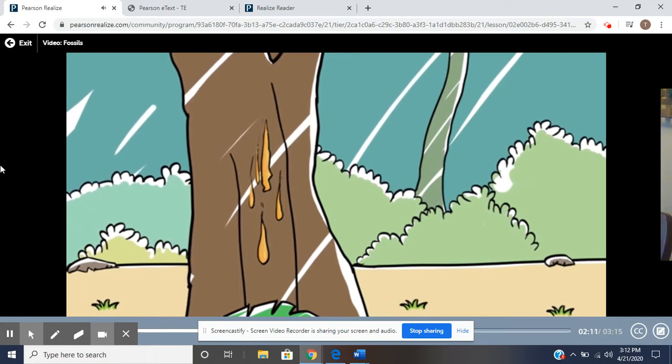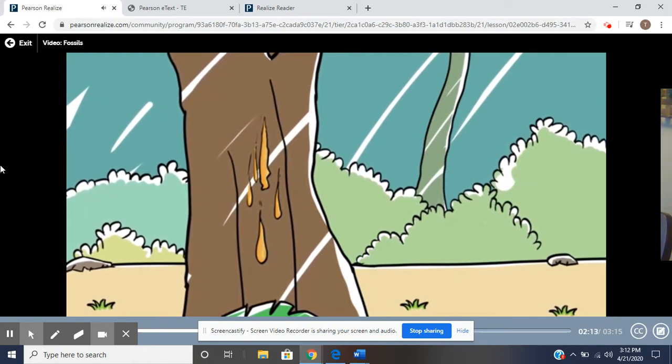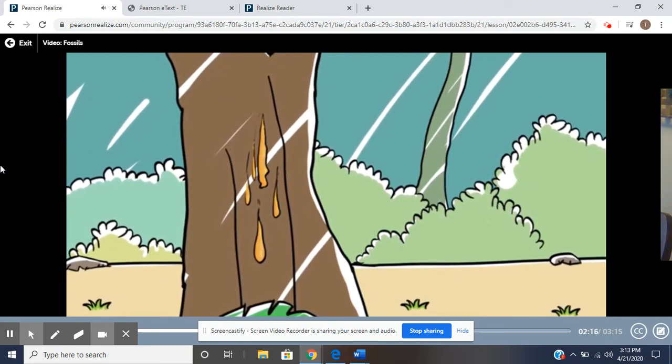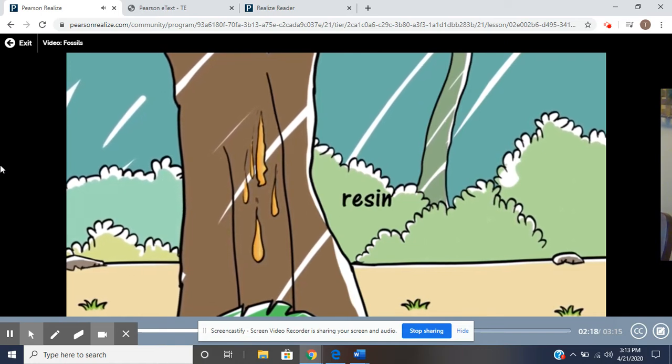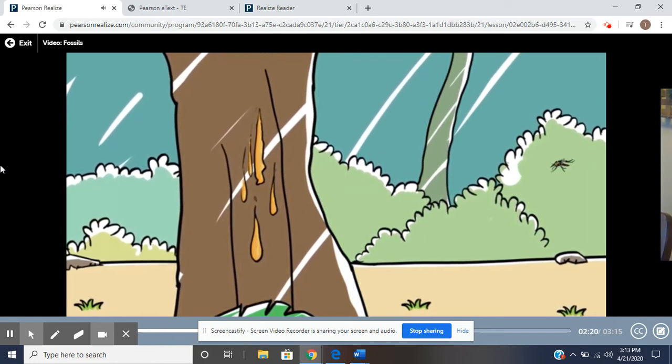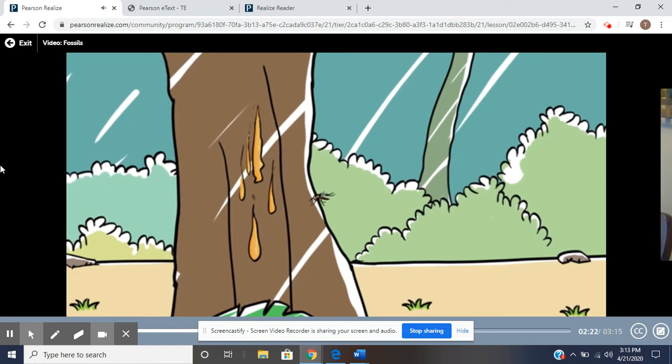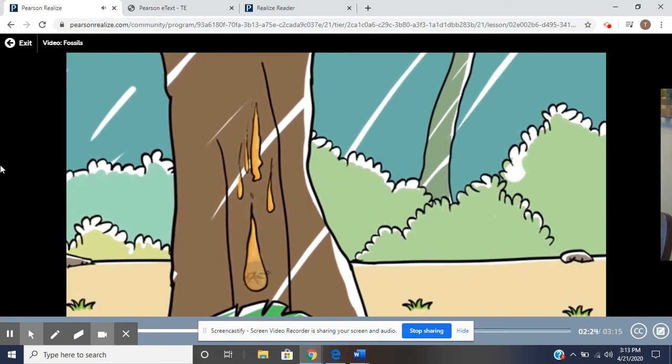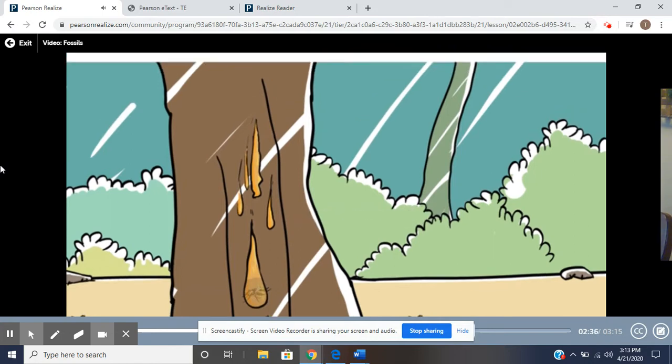Have you ever noticed that some trees have a sticky substance in their trunks? That substance is called resin, and the tree makes it. Because it is so sticky, resin can trap organisms like insects and plants. As the years go by, the resin turns from sticky to very hard, and it turns a yellowish color called amber. These fossils are called amber fossils.